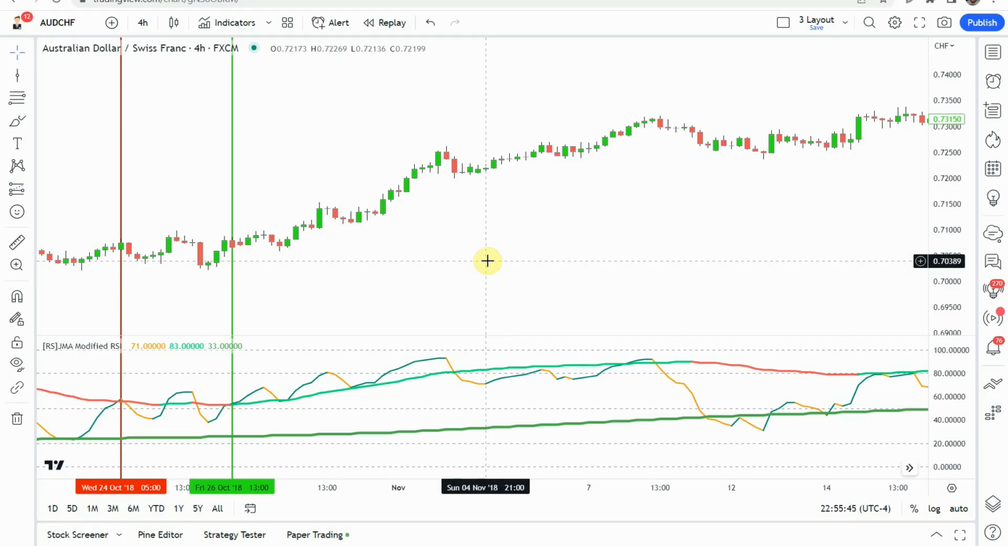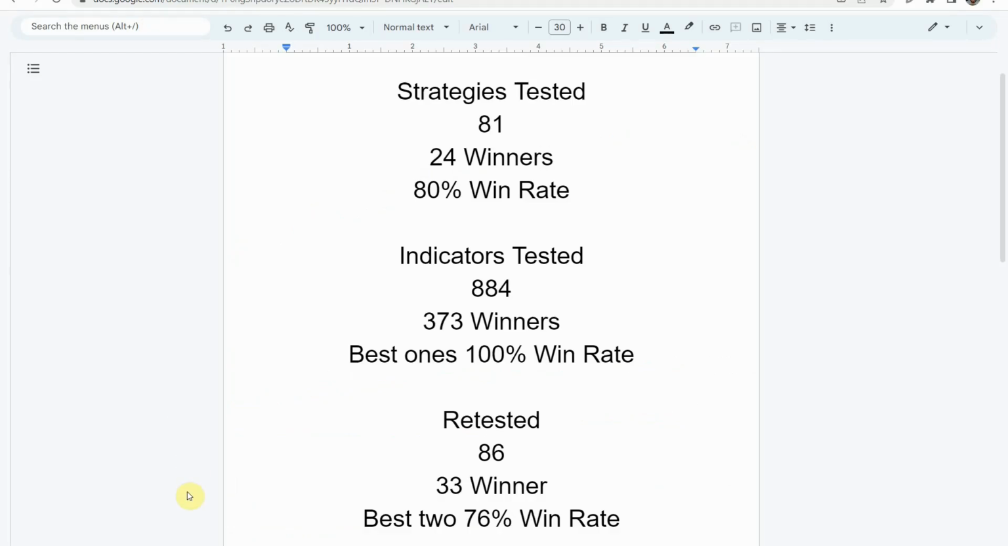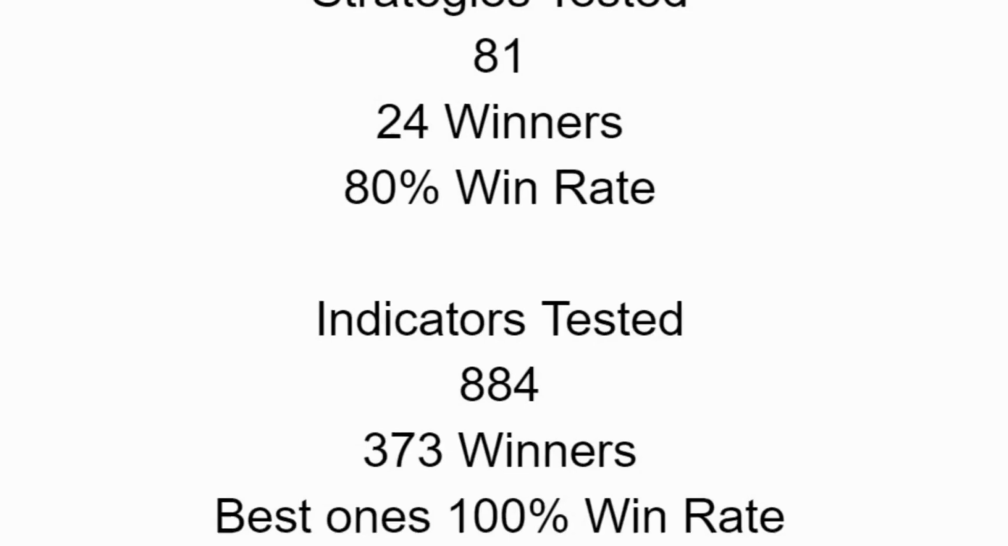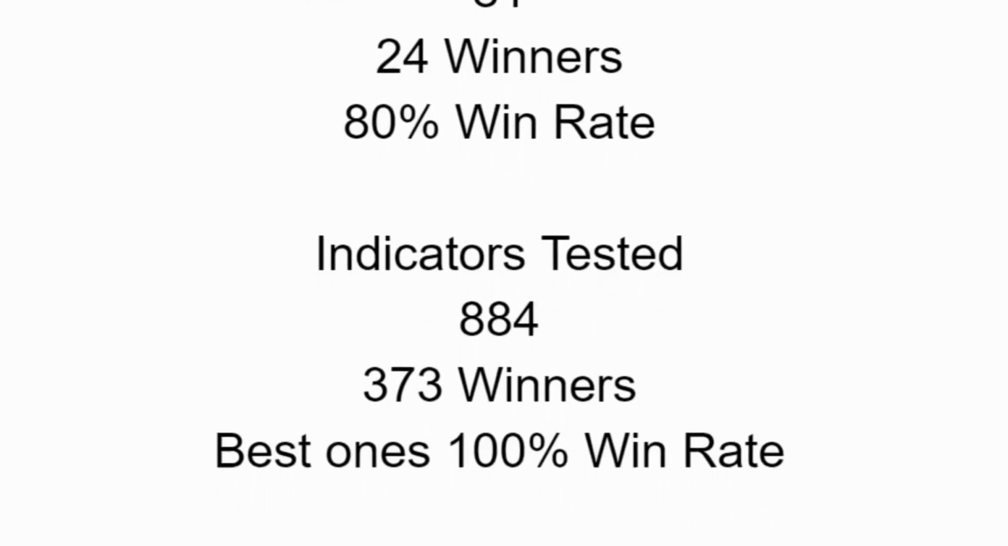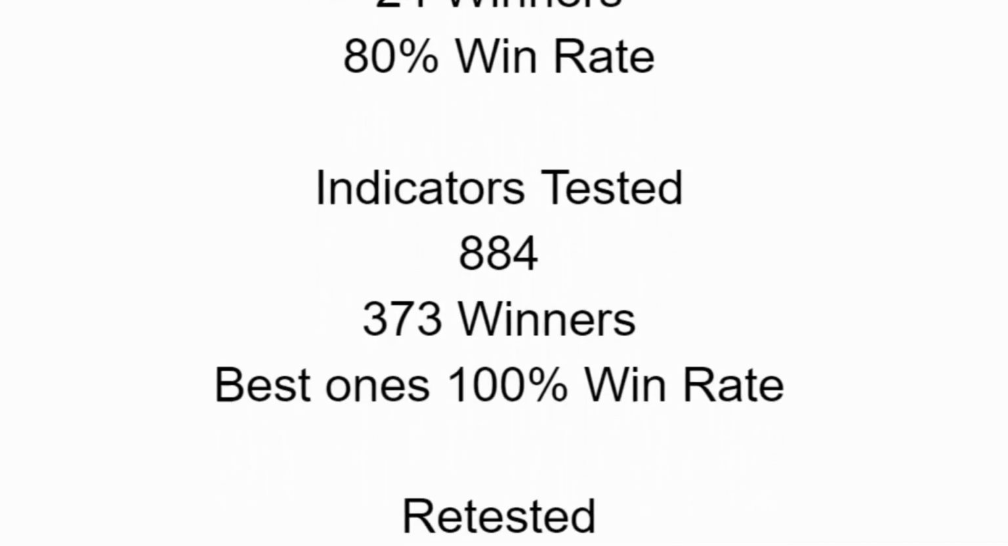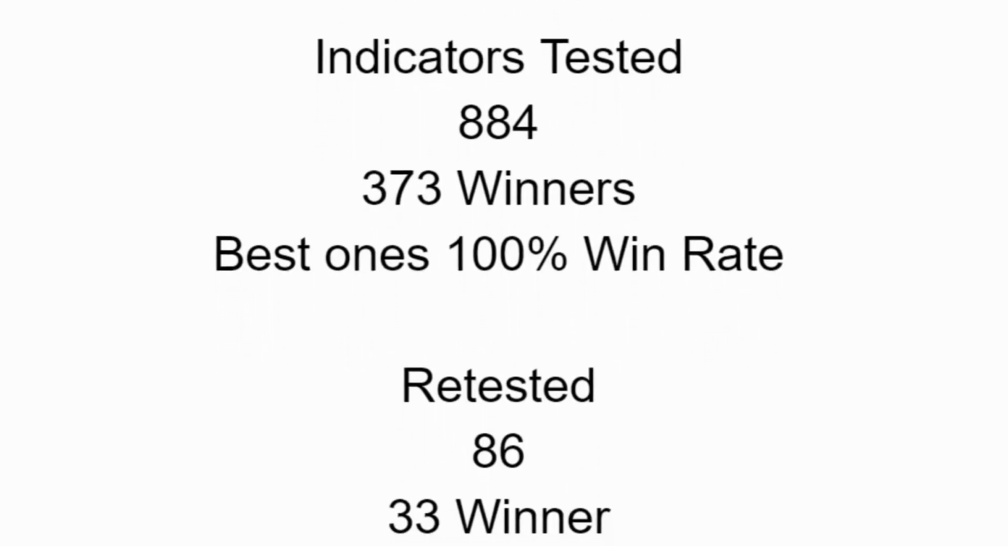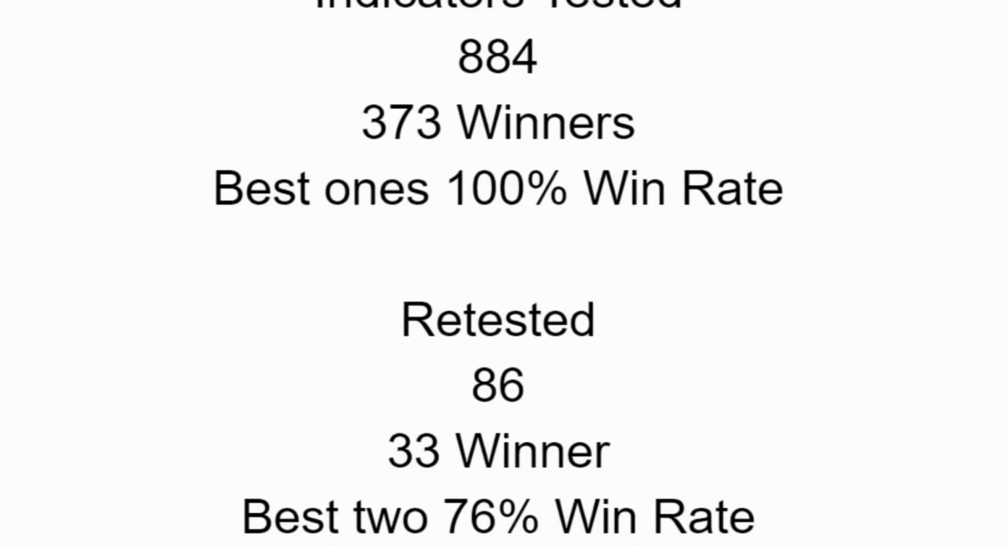Alright, as I said, today we will be looking at an advanced testing of the JMA modified RSI. Before we do though, I wanted to put the testing scoreboard up for everyone to see. So to date, we have tested a total of 81 different strategies. We've tested a total of 884 indicators, and we've tested a total of 86 indicators in the retesting stage.